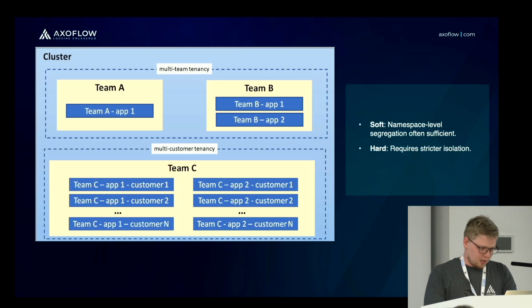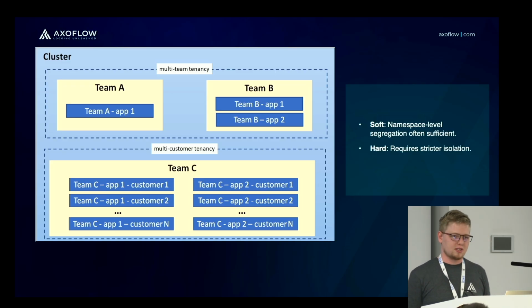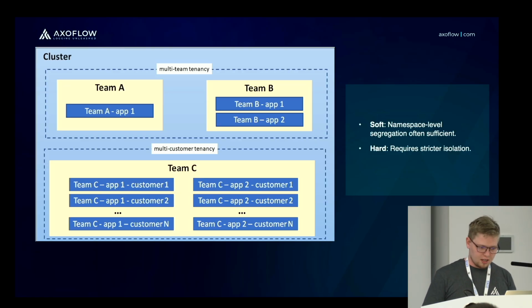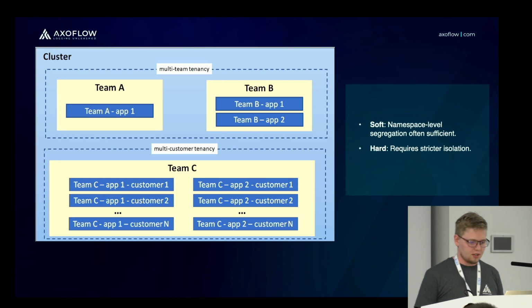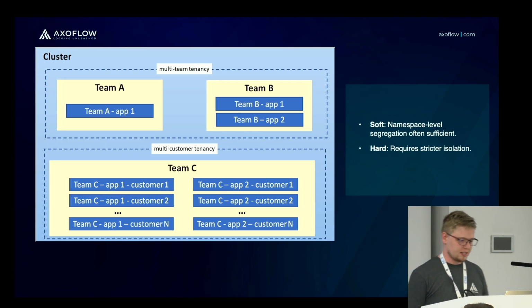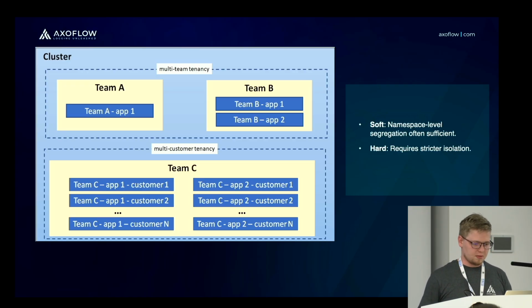But let's talk about what multi-tenancy actually means. There is not a single good definition of a tenant, but rather the definition will vary depending on whether we are talking about soft or hard multi-tenancy. Soft multi-tenancy relies mostly on namespace level segregation, RBAC, network policies, resource quotas, etc. It is suitable for small teams and organizations. It has a lower overhead, but it is less secure, obviously. Hard multi-tenancy, on the other hand, implements strong isolation using separate nodes or even separate clusters, and it is required for multi-customer scenarios with strict security requirements.